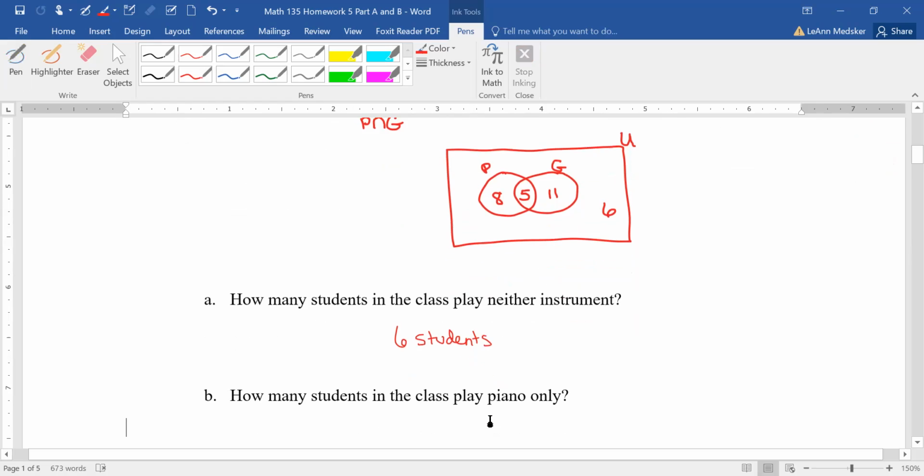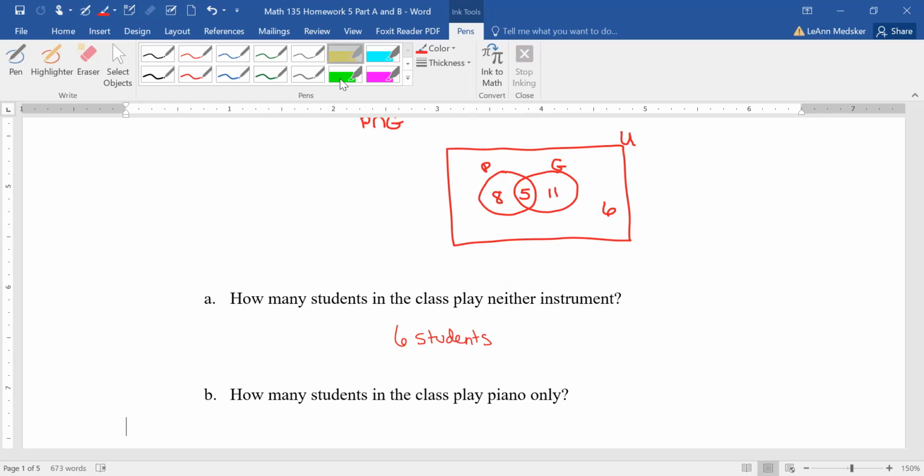How many students in the class play piano only? So this is part of that right here. I like to highlight sometimes. This is the group piano only, because they don't also know how to play guitar. So that one right there is going to be the 8 students.